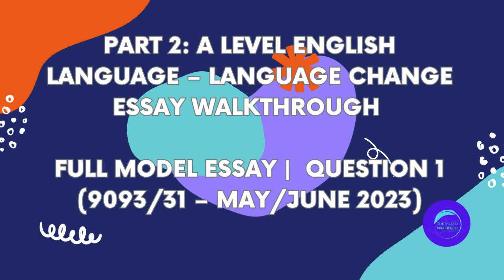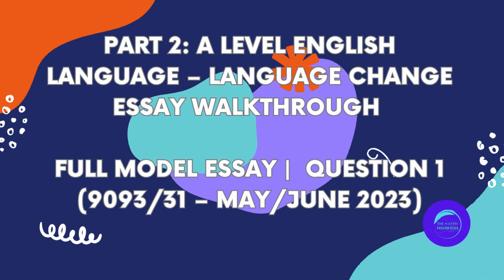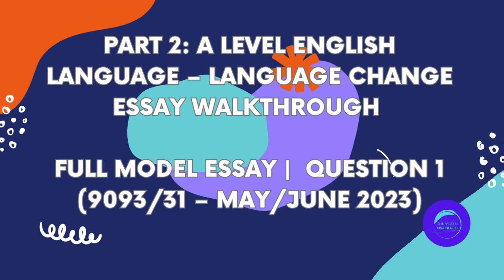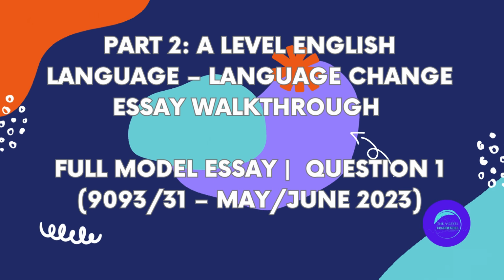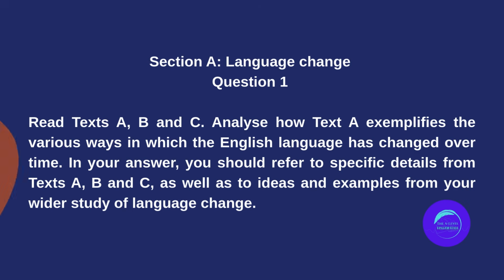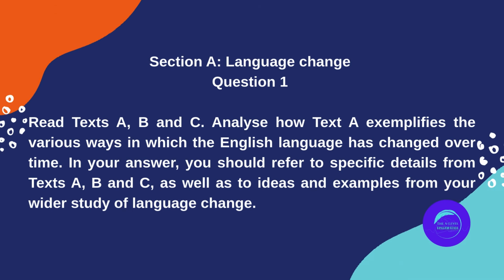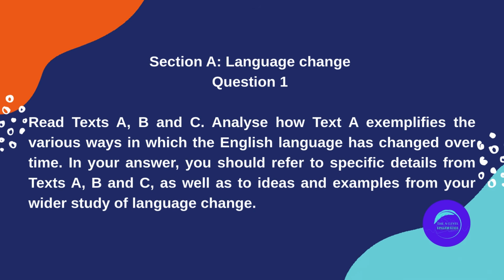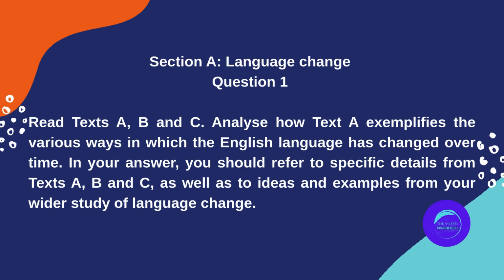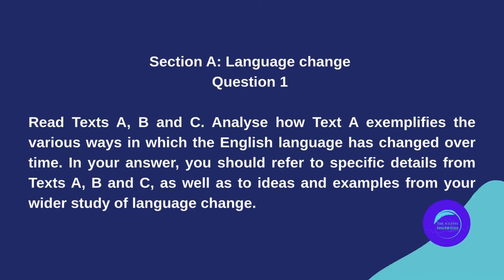In part 1 of this series, we planned a top-scoring response for Paper 3, Question 1, the language change task from the Cambridge A-Level English Language Exam. The paper we're using is 9093/31 from May/June 2023. If you haven't already, I highly recommend downloading that past paper and following along as we go. It will make this walkthrough much more meaningful.